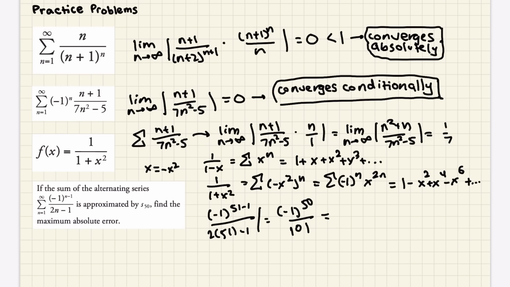So that cancels out that. And it's also going to be the absolute value. So even if it wasn't negative 1 in the numerator, it would be the absolute value of that, which is just 1. And so 1 over 101 is going to be the maximum error. That doesn't say it is the error, it's going to be the maximum error. The error is always going to be less than this value.